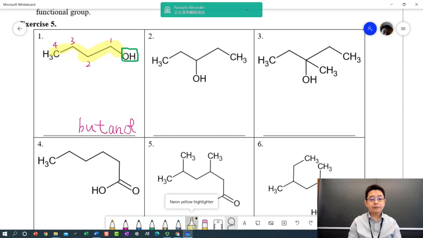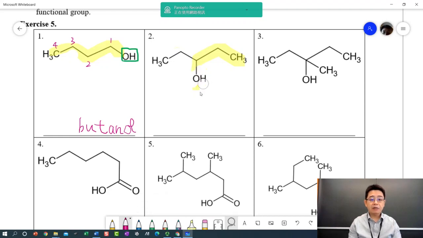Then the next one. I also highlight the longest parent chain. The OH group is not a carbon, so please don't highlight it in this way. Some students will do this and it's not correct. This includes the functional group in the parent chain, but we are talking about the carbon chain, not this. This is not a carbon, so your connection is wrong.